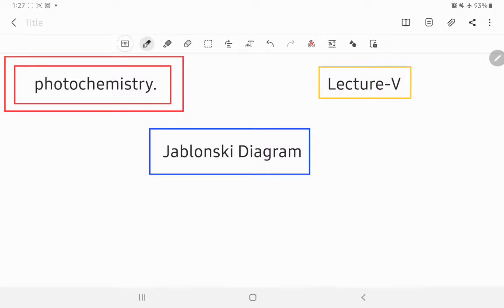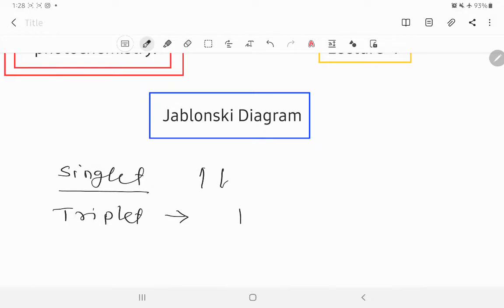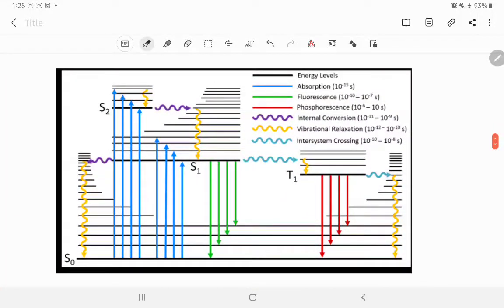In this lecture on photochemistry, we are going to see in detail the Jablonski diagram. We have already seen the singlet state, where the electrons are paired or anti-parallel, and the triplet state, where the electrons have parallel spin. Now, what happens after absorption of light? Initially, molecules are present in the singlet state. If we consider a Jablonski diagram here, we have already seen it.